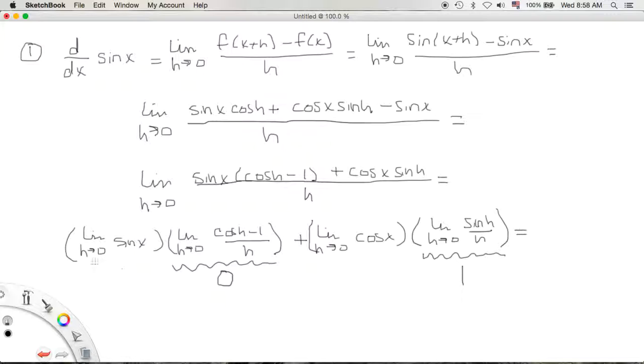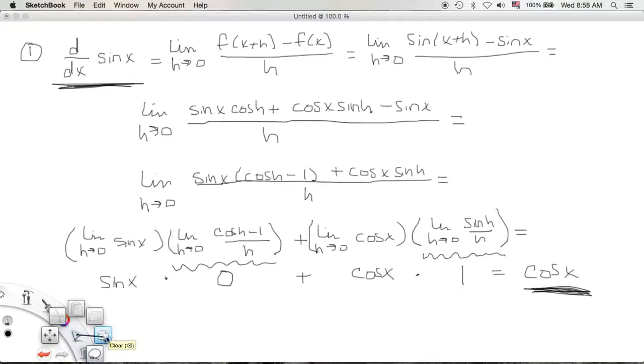So here the limit as h goes to 0 of sine of x is just the sine of x, and then the limit as h goes to 0 of the cosine of x is just the cosine of x, because those are basically constants since we don't have an h in there. So when we put that all together, we get the cosine of x. So that means that we have the derivative of sine is cosine. Now, let's look at cosine.